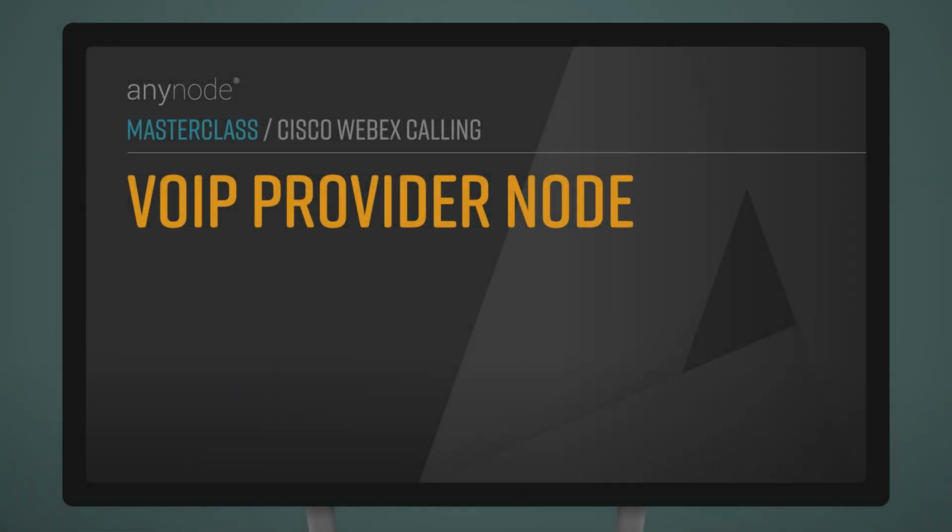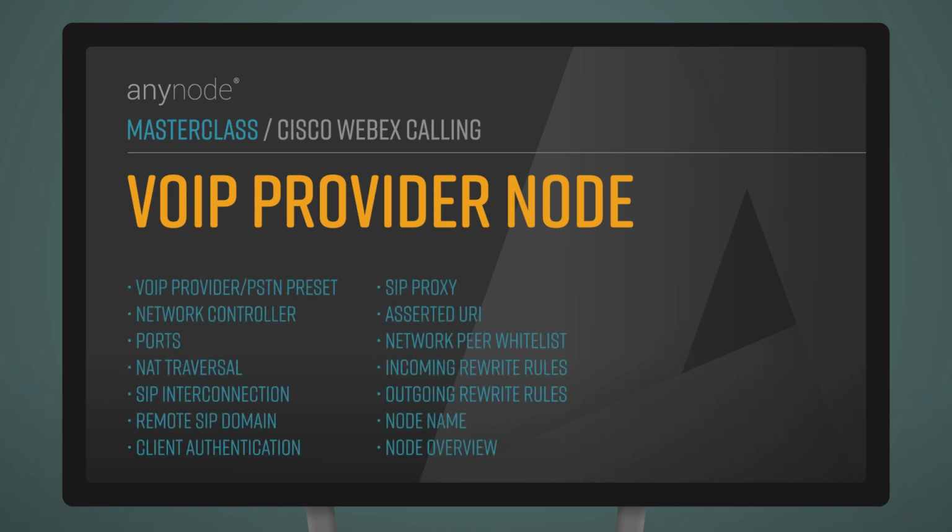Voice over IP provider node. This chapter provides a comprehensive guide to the voice over IP provider node used in this configuration example. It contains the following assisted configuration steps.